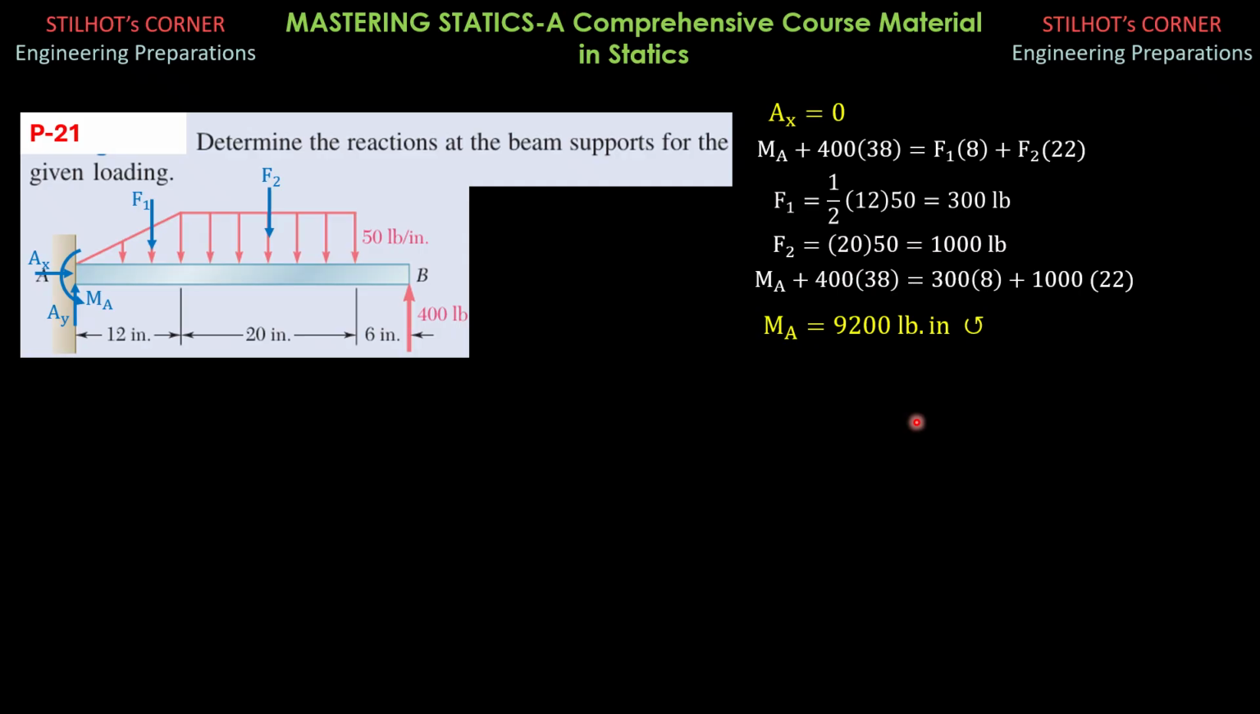Then summation of forces along y equals 0. AY plus 400 equals F1 plus F2. AY plus 400 equals 300 plus 1000. So AY is equal to 900 pounds upward. So that's it for this problem.